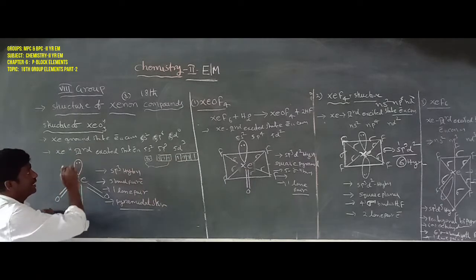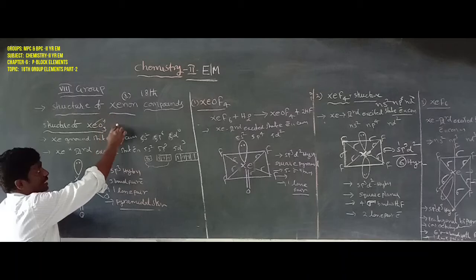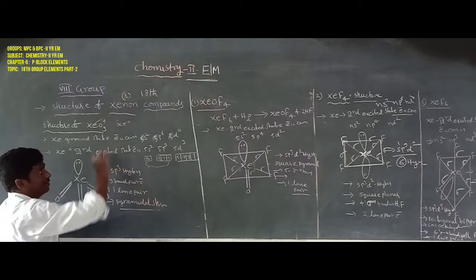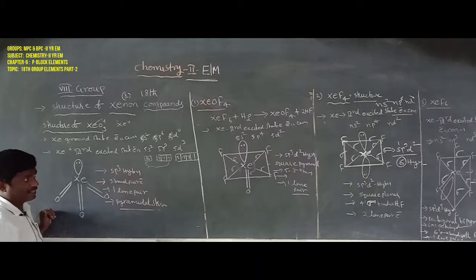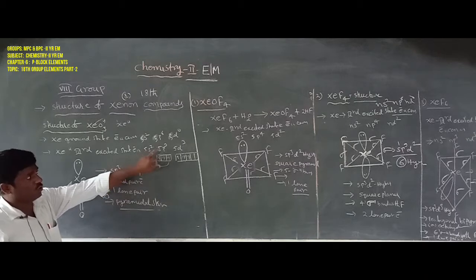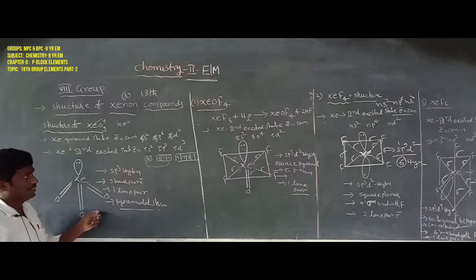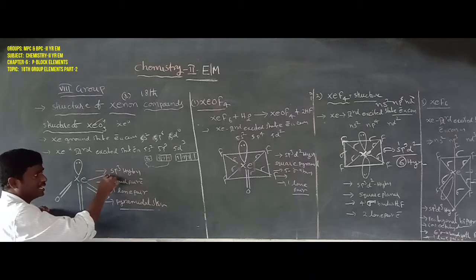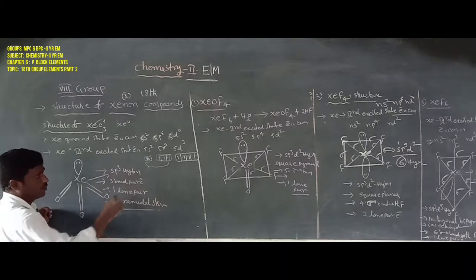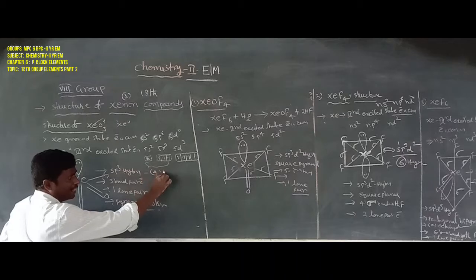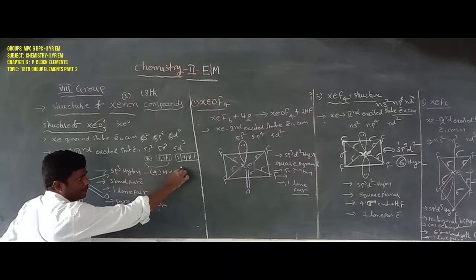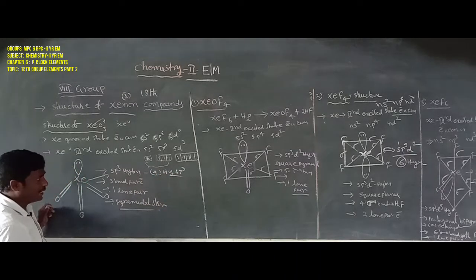In xenon trioxide, xenon is the central metal atom. In the third excited state, the electron configuration is 5s2, 5p3, 5d3. The central xenon atom undergoes sp3 hybridization to form 4 sp3 hybrid orbitals, of which 3 are bond pair electrons and 1 is a lone pair electron.